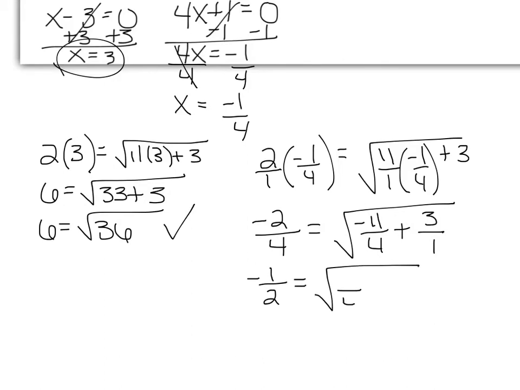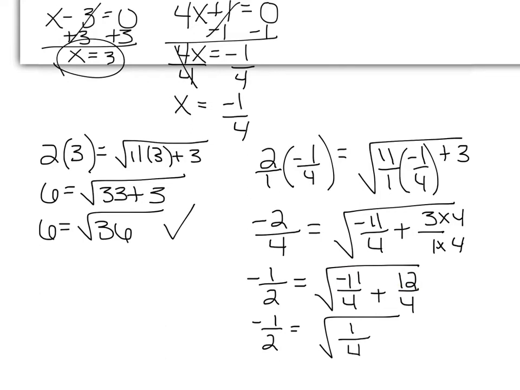If I get a common denominator of 4, your first fraction stays the same. 1 goes into 4 4 times 3 is 12, or you could have said 1 times what gives me 4, it's times 4. So you have to multiply both of them times 4. So this is negative 1/2 is equal to the square root. You do negative 11 plus 12, which is going to give you positive 1/4.